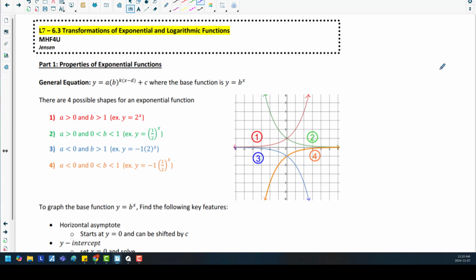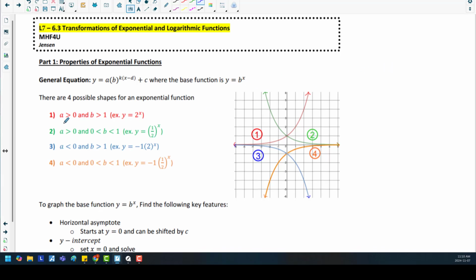So a few properties about exponential functions. Hopefully you remember this from grade 11. The general equation is y equals a times b to the power of k(x minus d), in brackets, and then plus c, where c is your vertical translation, d is your horizontal translation, moving it left to right, k is your horizontal stretch or compression, a is your vertical stretch or compression, and b is your base function, y equals b to the power of x.